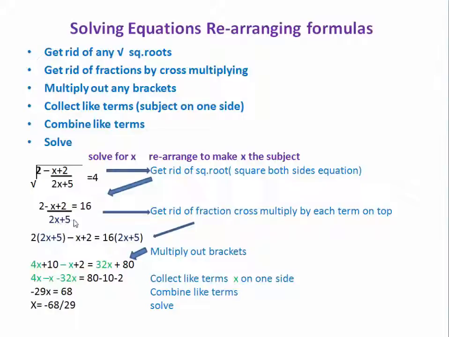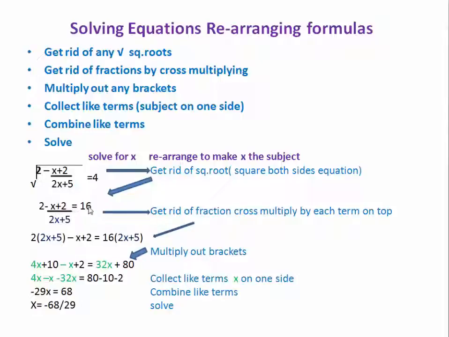How do we get rid of the fraction? We do that by multiplying each of the top terms by the denominator. So remember, a term is separated by a minus sign or a plus sign. So this becomes 2 multiplied by 2x plus 5. When we multiply the minus x plus 2 by the denominator, it cancels out. So we're just left with minus x plus 2.